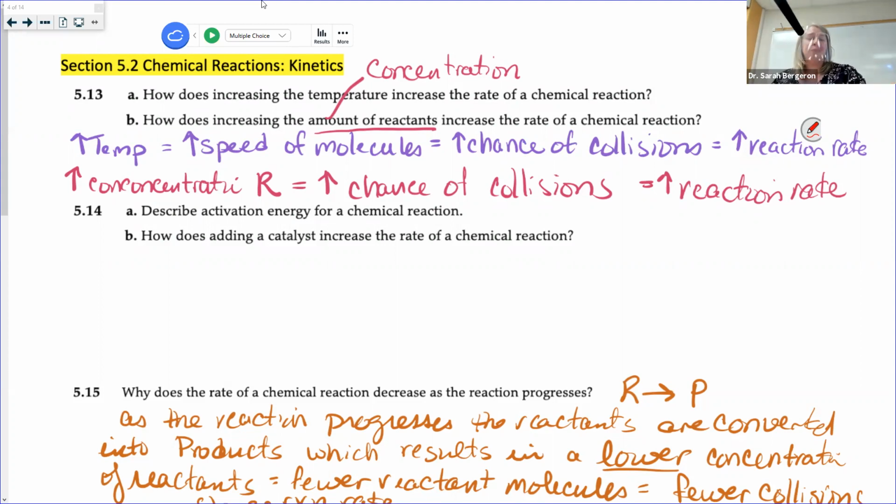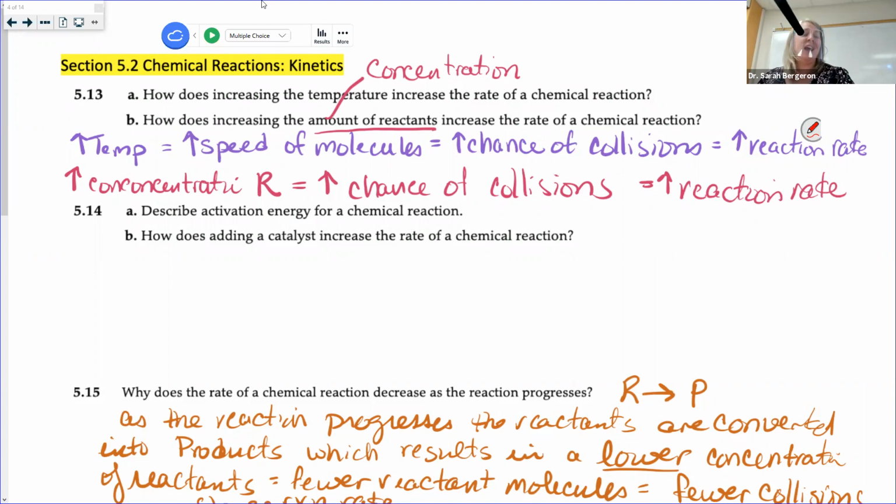Okay, so how does increasing the temperature increase the rate of a chemical reaction? Well, if you increase the temperature, you're increasing the speed. You have a higher number of collisions, so your reaction rate goes up. See how that perfect analogy works with the cars?